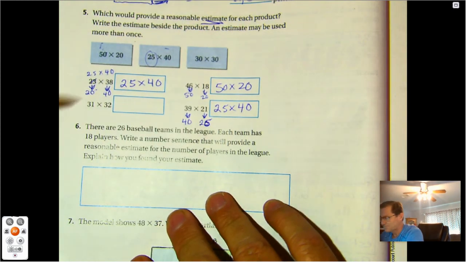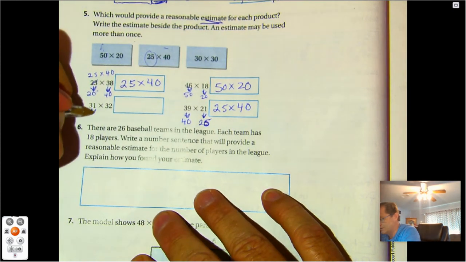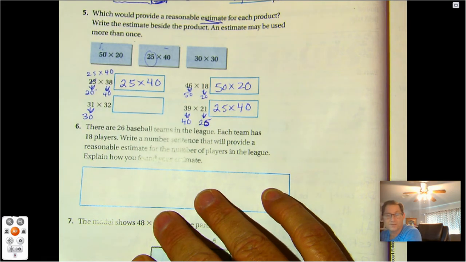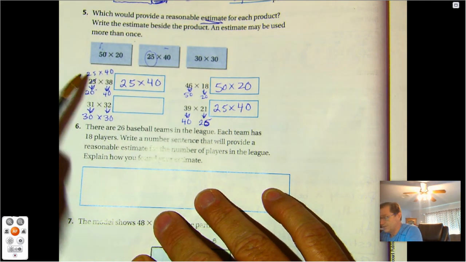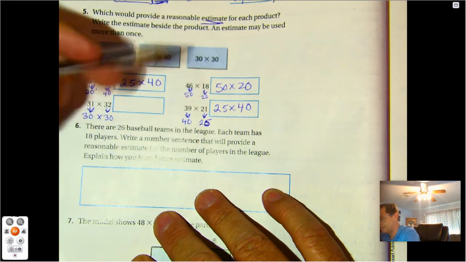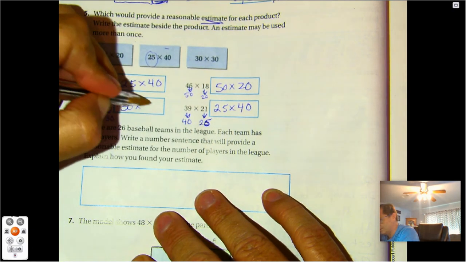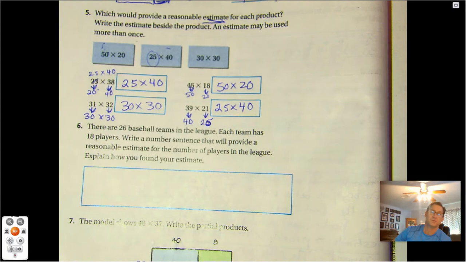And then 31 times 32, I'm going to round 31 down to 30 and 32 down to 30. Is 30 times 30 one of our choices? Yes. Okay. So that's all for number 5. Number 6.